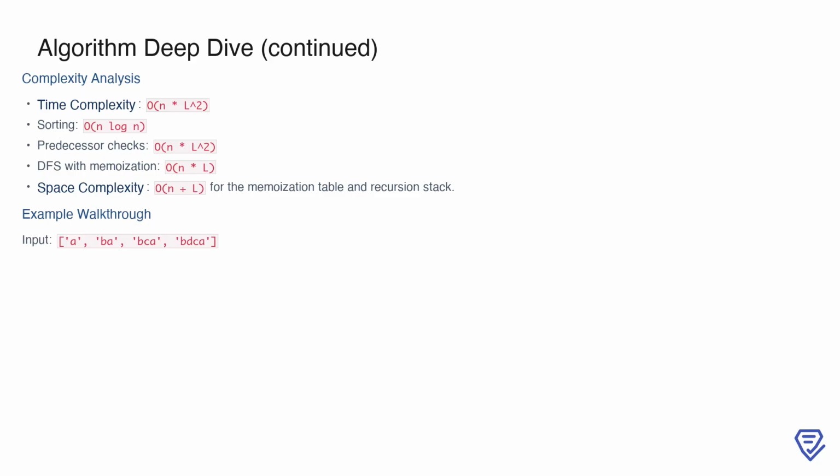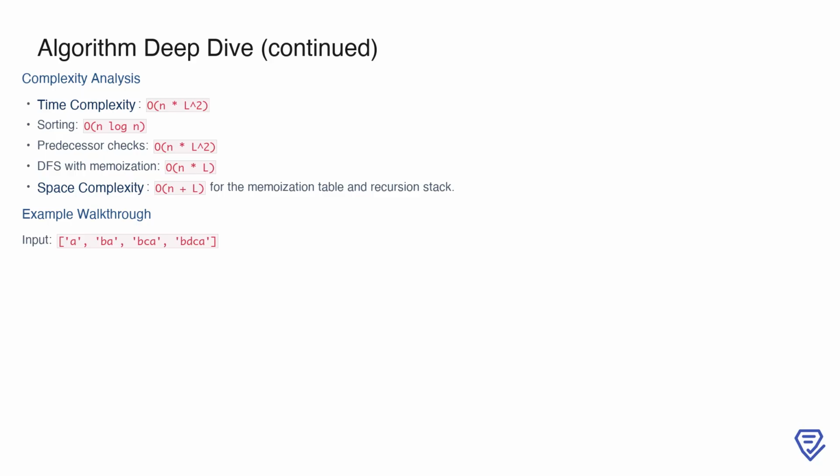Analyzing the complexity of this approach, the overall time complexity is O(n*L^2). This breaks down into O(n log n) for sorting the words, O(n*L^2) for checking predecessor relationships, and O(n*L) for the DFS traversal with memoization. The space complexity is O(n + L), accounting for the memoization table and the recursion stack used during DFS.